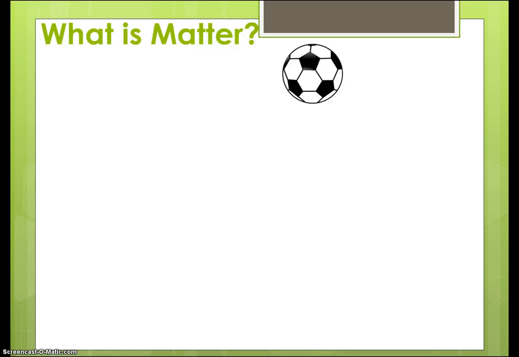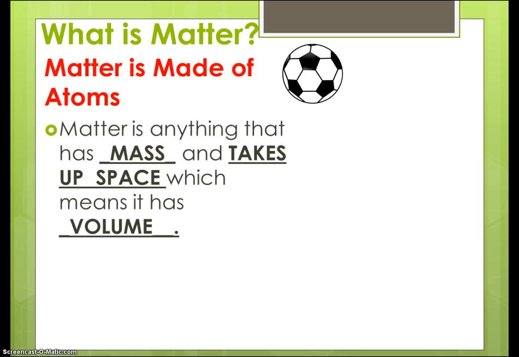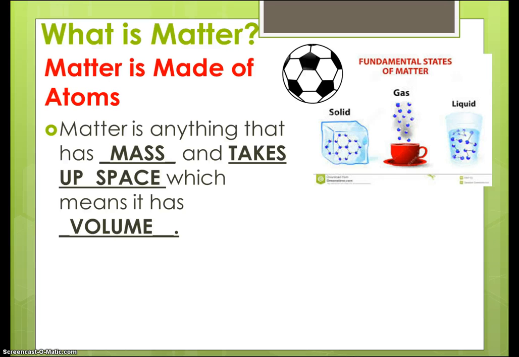Okay, so let's recap everything from that video. What exactly is matter? Matter is made of atoms. As Sabrina said, matter is anything that has mass and takes up space, which means that it has volume. Everything from a soccer ball to your pet Fluffy, just like she said in the video. So anything that is a solid, a liquid, or a gas is made of matter.